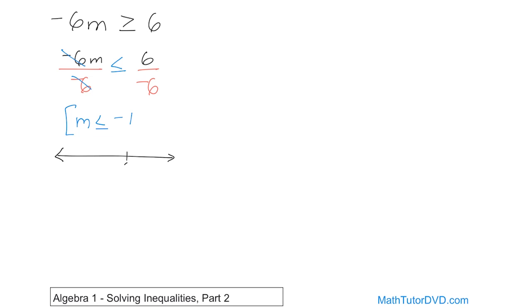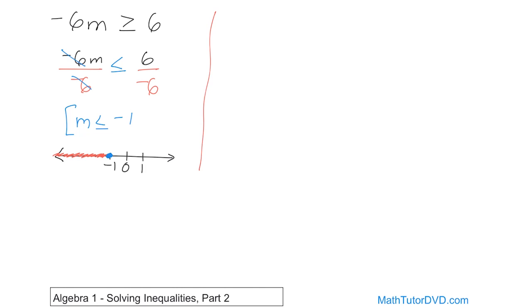How do you handle that? Well, let's say here's 0, here's +1, let's say here's -1. It's less than or equal to -1, so that means I have a solid circle at -1, and it's any value less than or equal to that. So we just shade to the left like this. And that's how you would graph that.